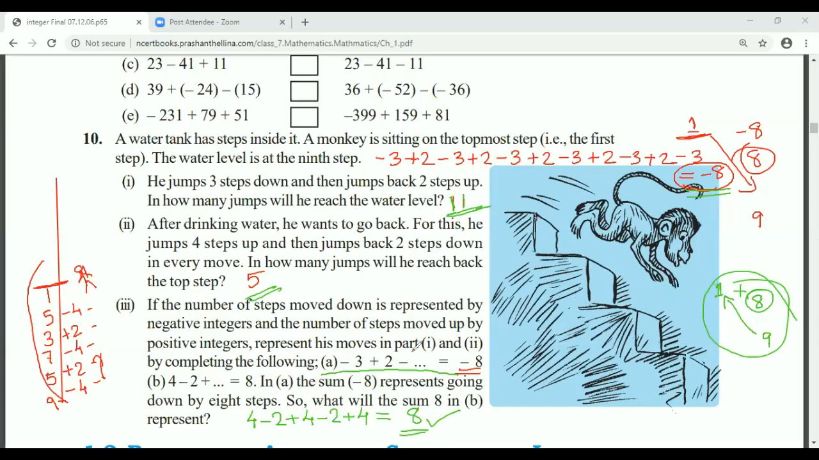So I hope this is clear for you. Watch it again and learn it well. All these questions well explained the basic concept of addition and subtraction of integers. Thank you.